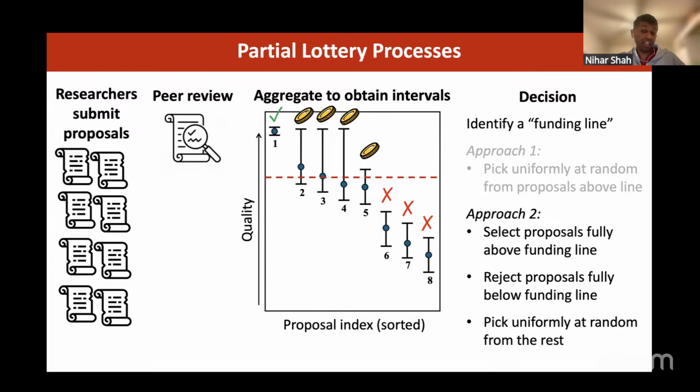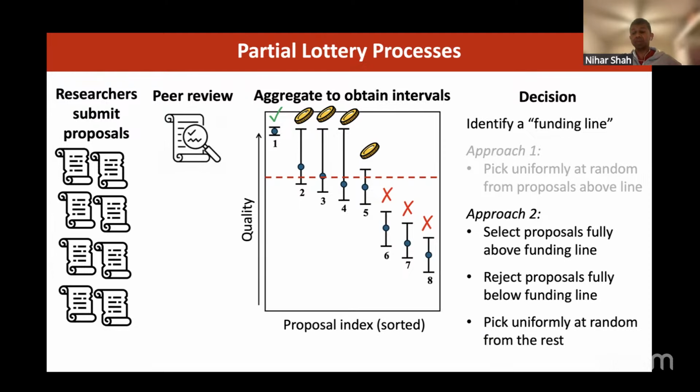So overall here, if you wanted to pick 3 proposals, you pick the first one with probability 1, you're done. And now for the remaining 2 slots, you consider proposals 2, 3, 4, and 5 and pick 2 out of those 4 uniformly at random. Okay, so that's the second approach.